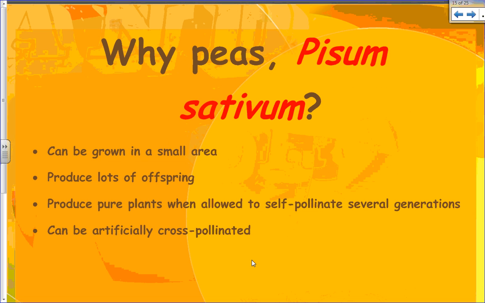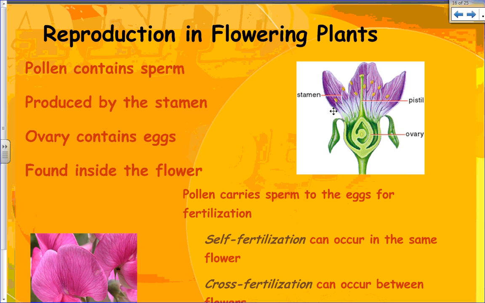And so Mendel used the pea plant for a variety of reasons. One, it can be grown in a small area like a monastery. It produces lots of offspring, if you imagine pea pods. They produce pure plants when allowed to self-pollinate for several generations. So pea plants can self-pollinate, and they can be artificially cross-pollinated. And Mendel did this very laboriously.